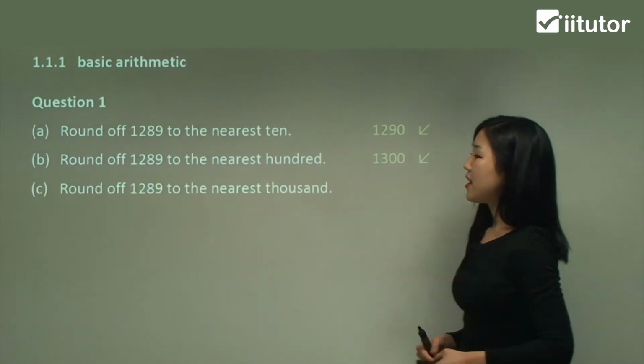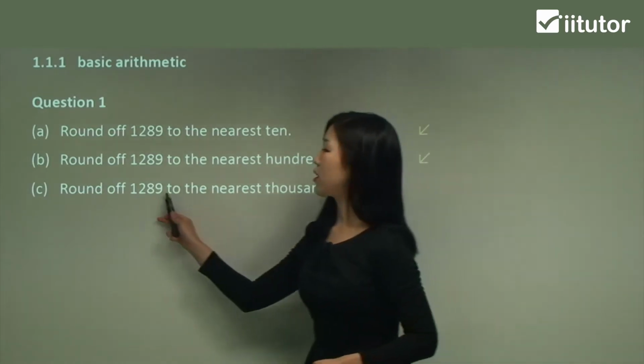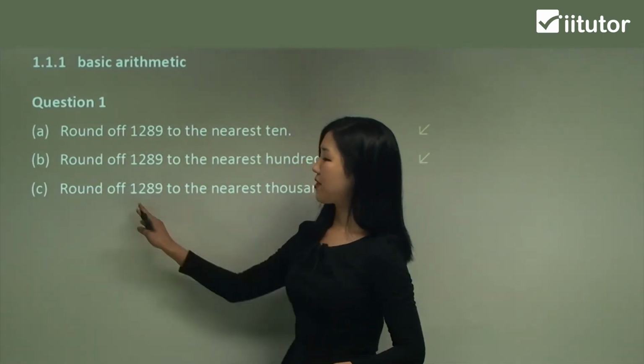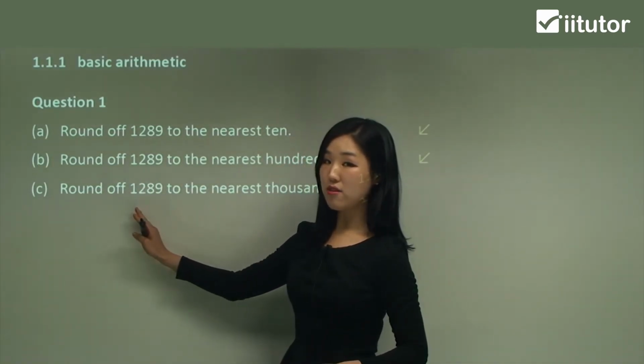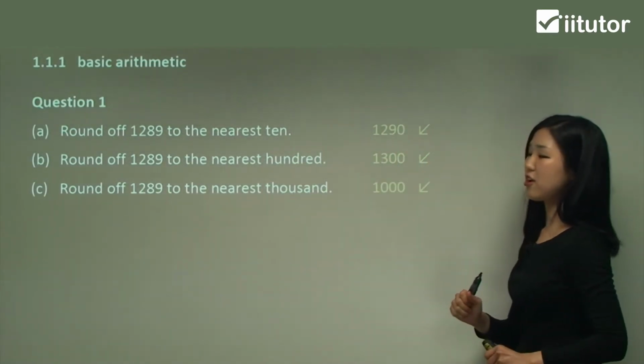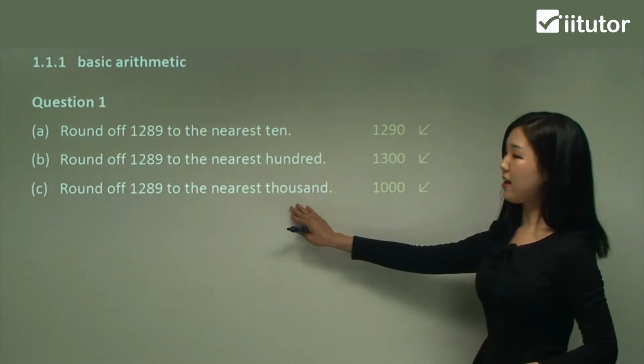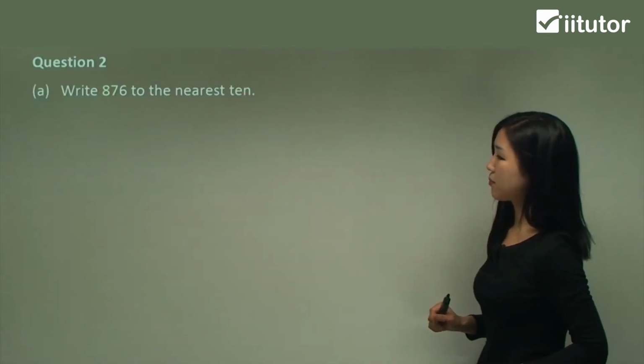Okay? Now round off the same number to the nearest 1,000. So we'll look at the whole number and we ask ourselves, is it closer to 1,000 or 2,000? Hopefully you guys can all answer that it's closer to 1,000, so that's the answer to the nearest 1,000. Okay, so it's a very easy question.